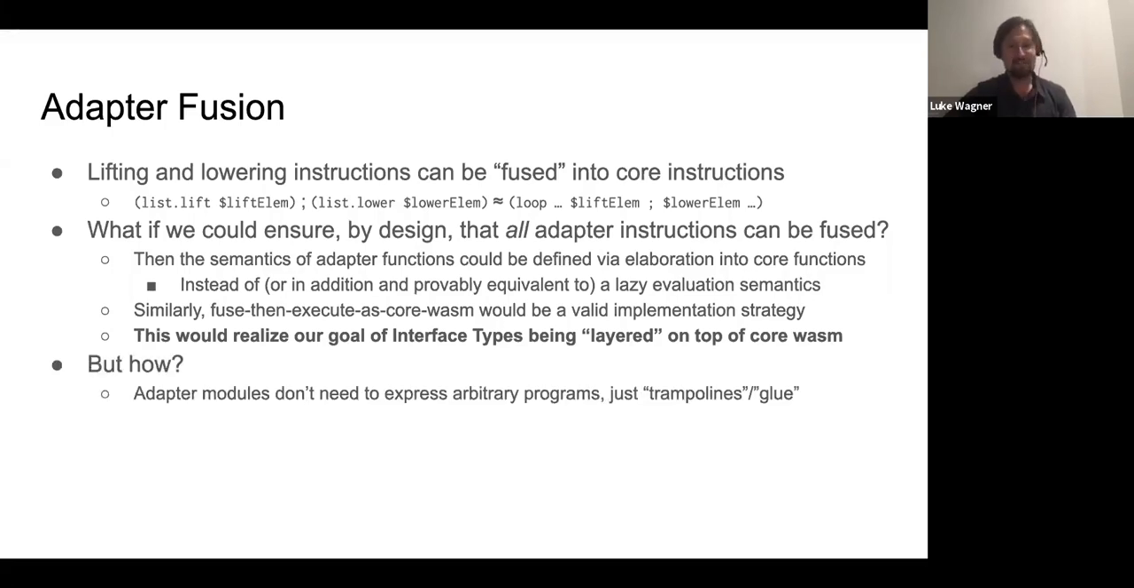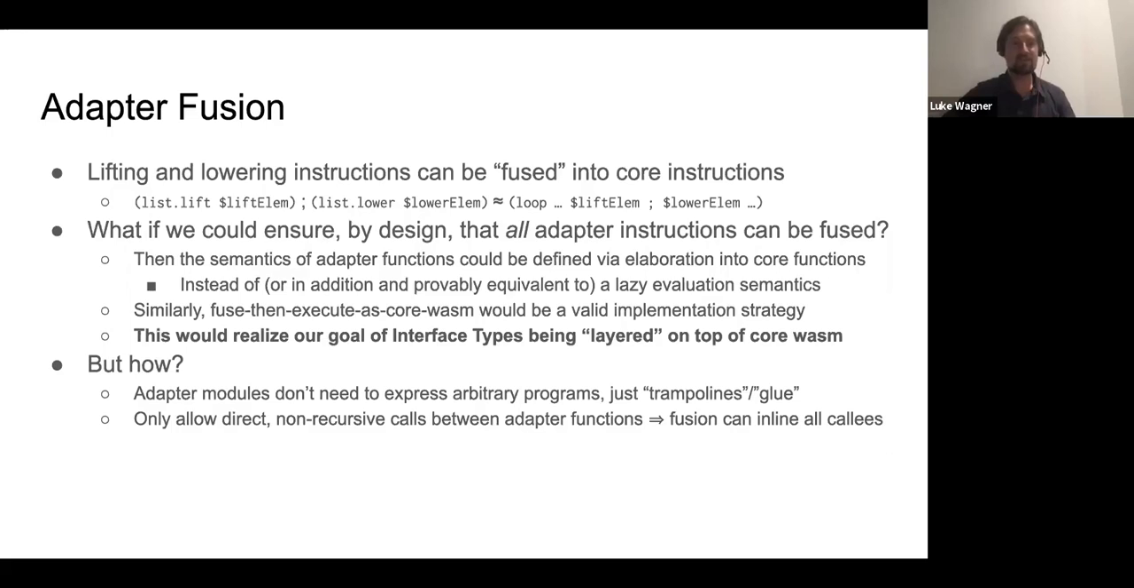But how? The one thing to observe is these adapter modules, they don't need to express arbitrary programs. These are really just serving as the trampolines or glue between core modules, which have all the arbitrary code. And so what we can do, which normally you wouldn't be able to get away with, is say, well, adapter functions can only make direct, non-recursive calls, which we can statically require. And when you do that, well, now you can just say, when we're doing fusion, first step is inline recursively until everything's inlined. And so you have one function that's called by core WASM and calls into core WASM. And it's just one big blob of code.